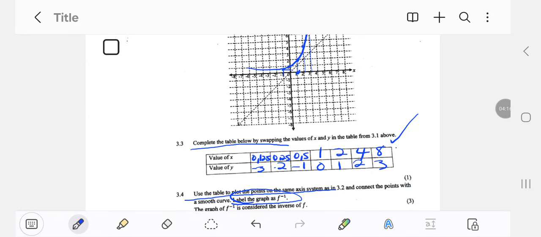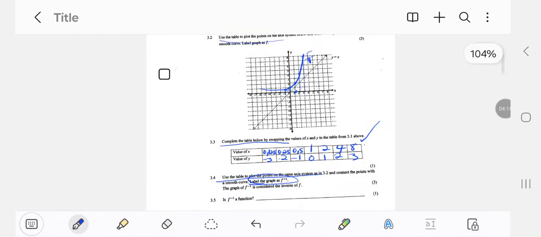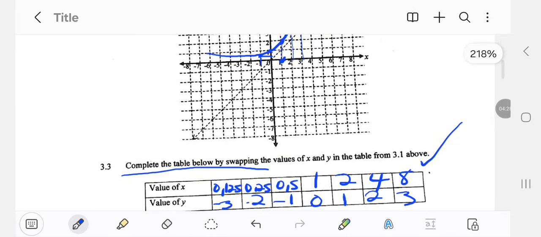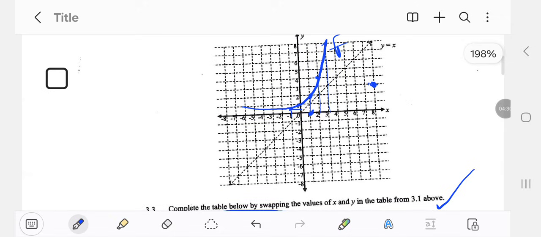This time we plot starting from the x of 8 meeting 3. The x of 8 meets 3 there. Then 4 of x meets 2. Meet there. So already we know, as long as they do not touch 0 on the y values.